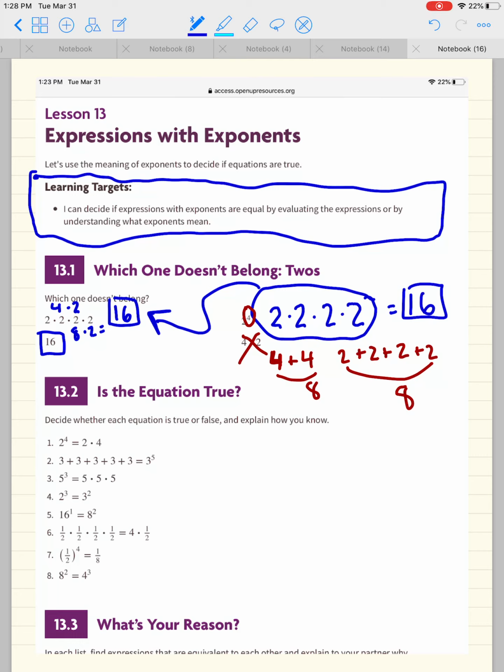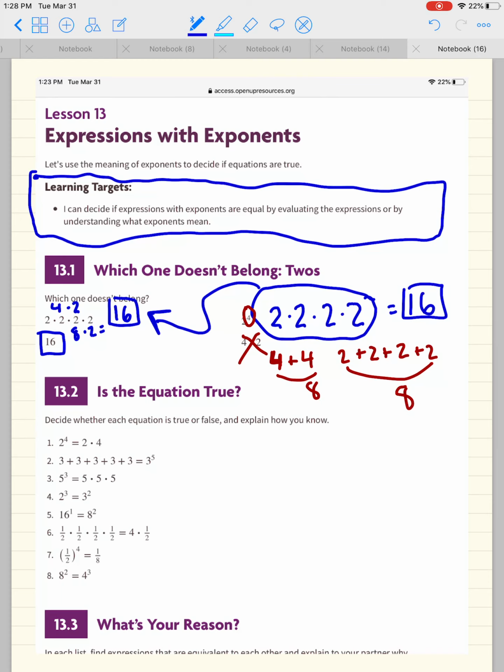So we need to decide whether each equation is true or false and explain how we know. So I would really like for you guys to try this on your own. So if possible, if you're feeling good about it, pause the video and try the problems. If not, you could do them along with me. Let's look at the first one. 2 to the 4th power equals 2 times 4.